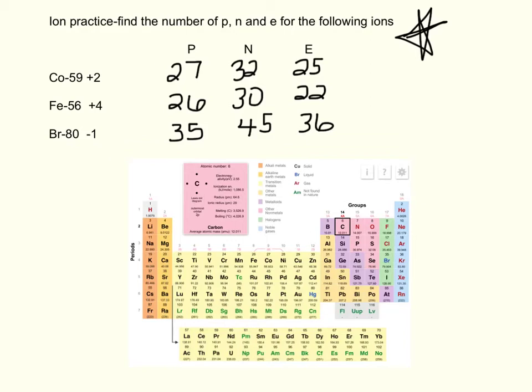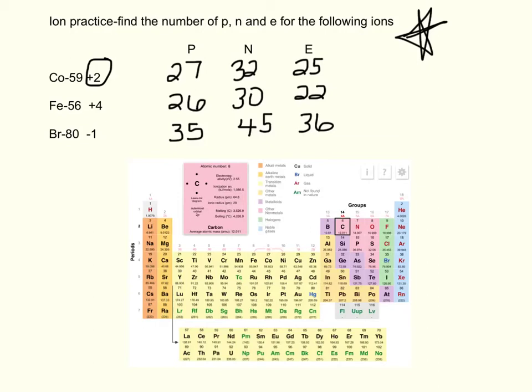Okay, here we go with the answers. If you look at cobalt, cobalt is number 27, so it's 27 protons. It would normally have 27 electrons, but this plus 2 tells me I have 2 more protons than I have electrons, so I'm actually going to subtract 2 from 27, and that's how I got the 25. And I took 59 minus 27 and got 32 for my neutrons.